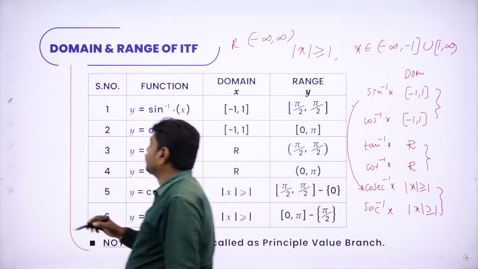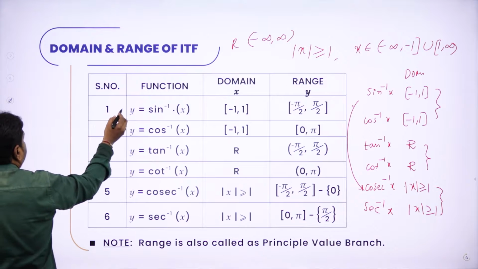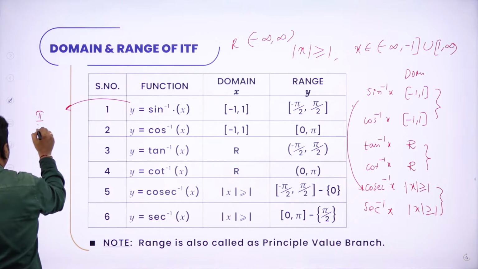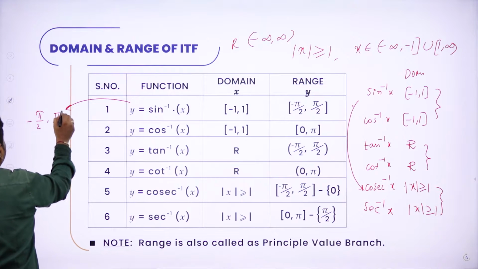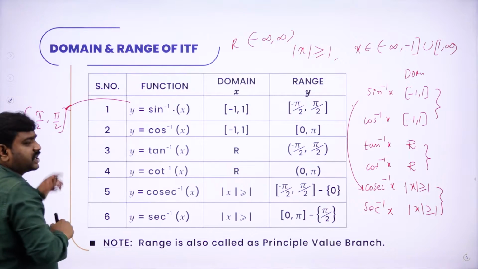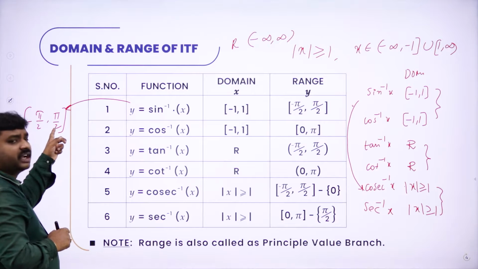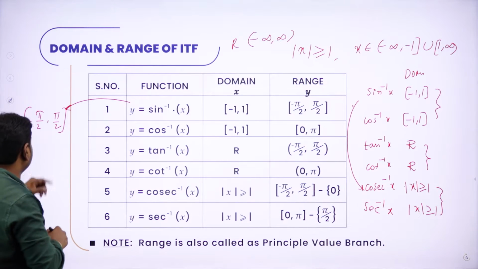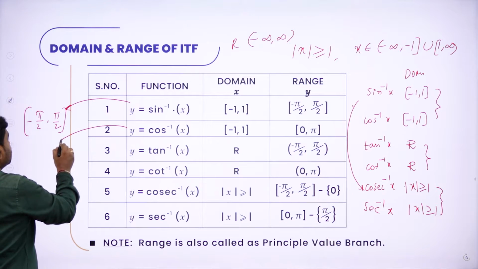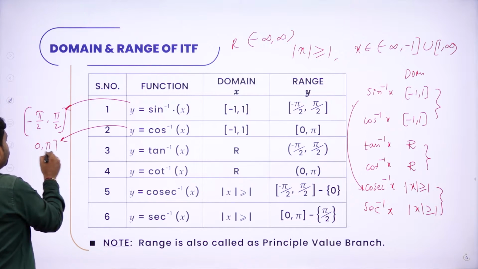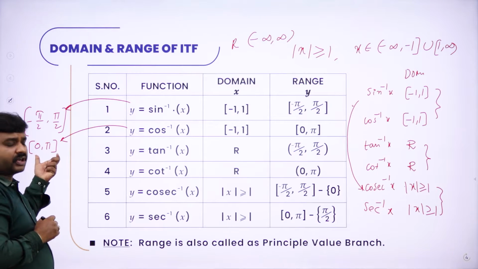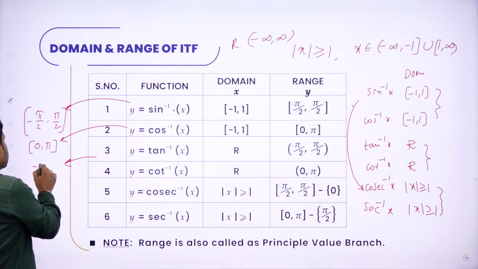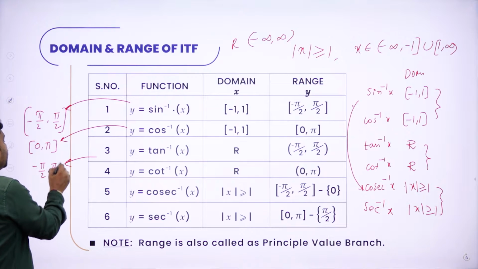Now range. So the range for these functions, for sin inverse, is -90 to +90. All of you know the maximum value of sin theta is what? 1. Sin theta becomes 1 when theta is 90. It will become -1 when theta is -90. So -90 to +90 closed interval. For cos inverse, 0 to pi closed interval. And tan inverse, -90 to +90 open interval.